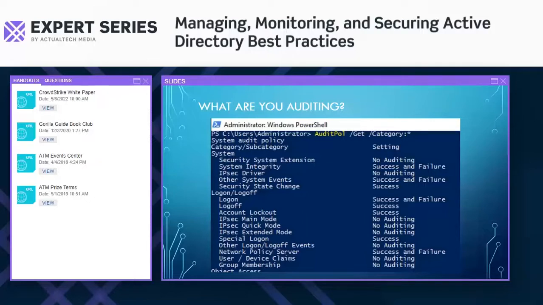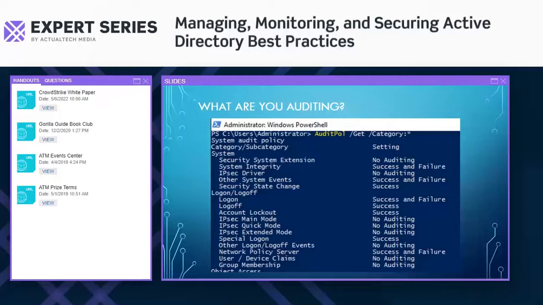So if we look back at the log on, log off category, you can see that we're auditing success and failure for log on events, but only auditing success for log off events, which in all fairness, it's really rare for a log off to fail. So there probably isn't a lot of reason to audit log off or failures of log off events. And then we have success auditing for account lockout, no auditing for IPsec main mode, quick mode, or extended mode. But at any rate, what you're seeing right here is a picture of the current audit settings.